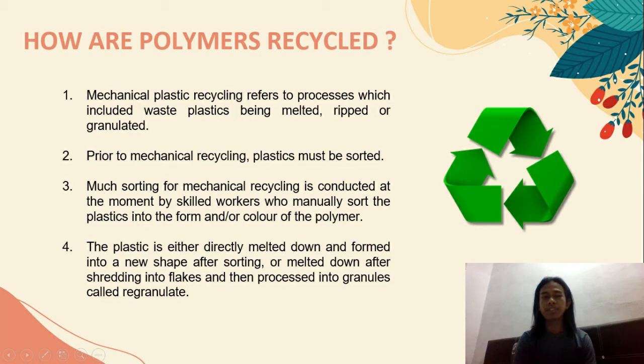How are polymers recycled? Firstly, mechanical plastic recycling refers to a process which includes waste plastic being melted, ripped, or granulated. Second, prior to mechanical recycling, plastic must be sorted. Third, much sorting for mechanical recycling is conducted at the moment by skilled workers who manually sort the plastic into the form or color of the polymers. Fourth, the plastic is either directly melted down and formed into a new shape after sorting, or melted down after shredding into flakes and then processed into granules called regranulate.